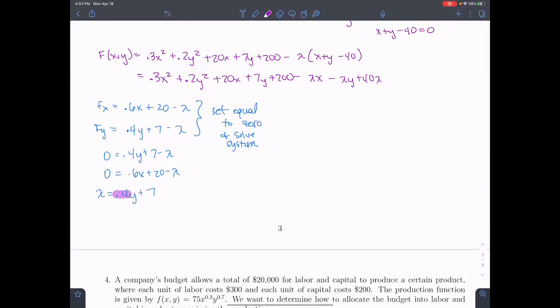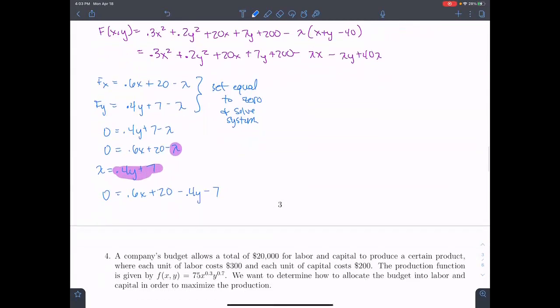So we're going to take this and plug it in for lambda here. So we have 0 equals 0.6x plus 20. Is that 20? Yes. Okay. 0.6x plus 20 minus lambda, which is now 0.4y, and then minus 7. So we're going to solve this thing. So we have 20 minus 7 is 13. So 0 equals 13 plus 0.6x minus 0.4y.